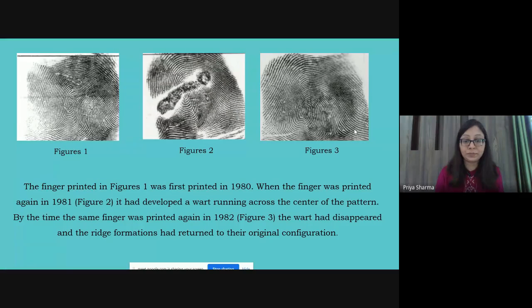So if there is any injury, or we can say permanent injury, and it can leave a scar in the fingerprint, again that scar can be used as a personal identification mark, and we can find out that person. We can compare the other ridge characteristics, and we can find out or establish the identity of that person.